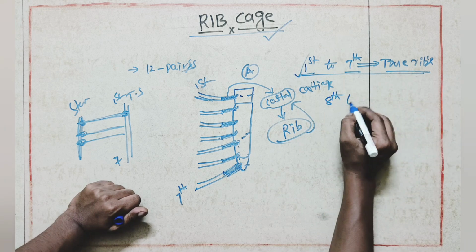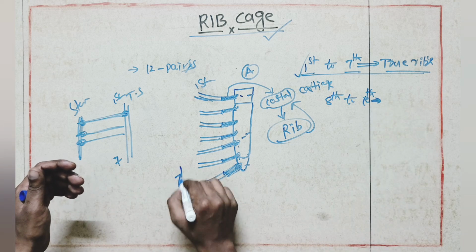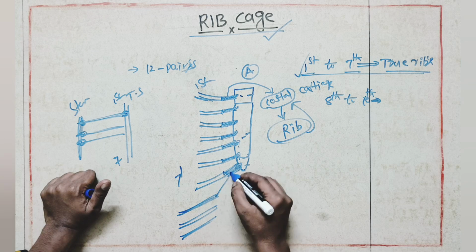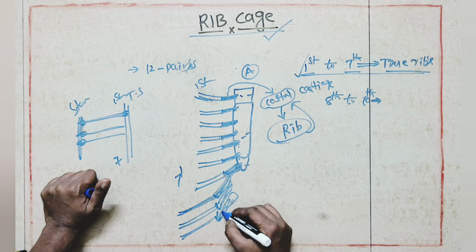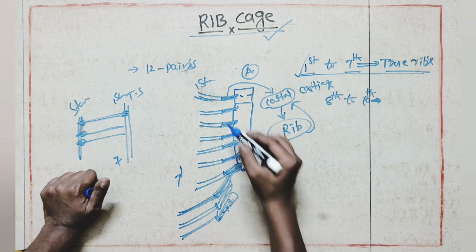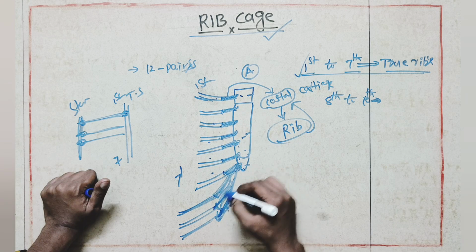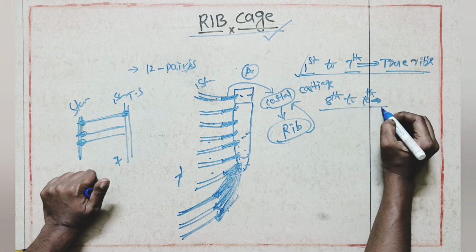Then the eighth to tenth ribs are a little different. Suppose these are our eighth, ninth, and tenth ribs. These ribs are connected to costal cartilage, but they do not connect to the sternum directly. How are they connected to the sternum? The costal cartilage of these three ribs will come like this, and it articulates with the costal cartilage of the rib above it. So this is about the eighth to tenth ribs.